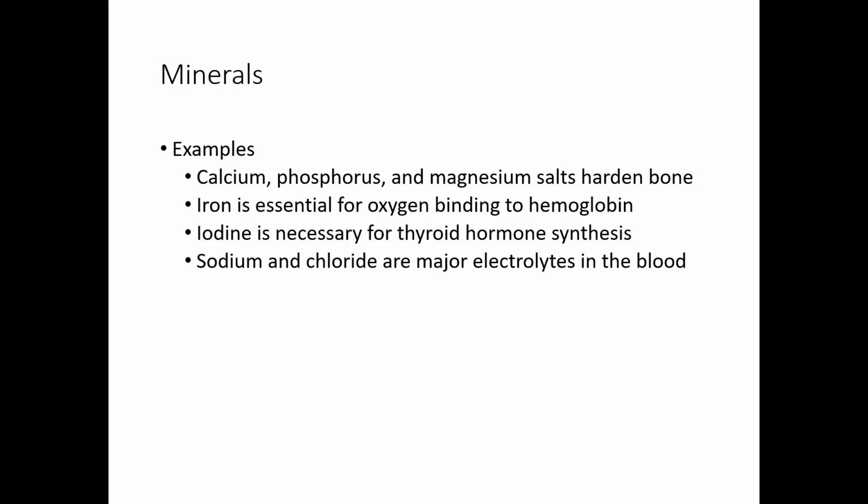So, other minerals: iron, needed in hemoglobin, and iodine. We need iodine in our diet to be able to make thyroid hormone. Thyroid hormone, which we need to control our metabolic rate, isn't made unless iodine is present. And of course, sodium and fluoride are what we call electrolytes. They are electrolytes in our plasma and inside our cells. So those are the minerals.